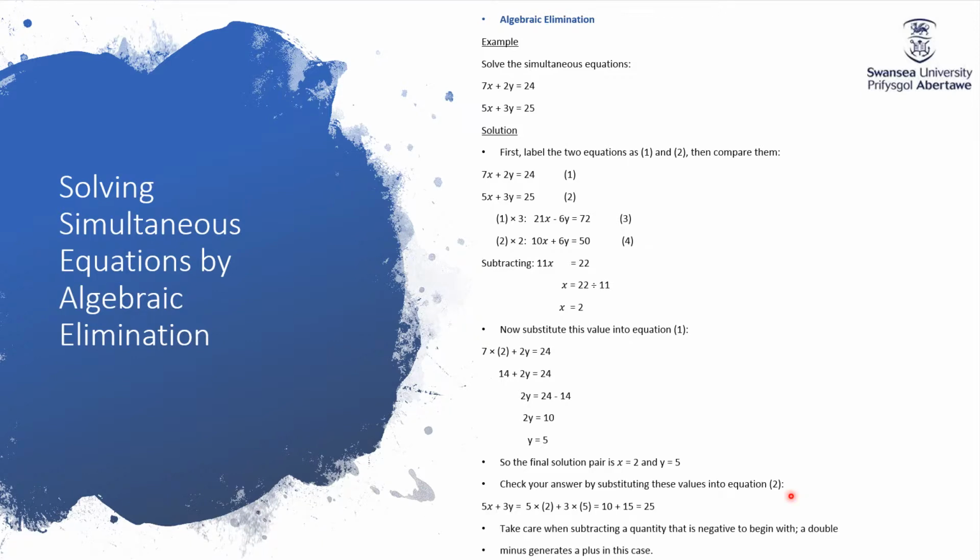So all we're left to do is now substitute our numbers of x equals 2 and y equals 5 into the equation we didn't use. So earlier we used equation 1, so now I'm going to substitute them into equation 2. So therefore 5x plus 3y equals 5 lots of 2 and 3 lots of 5. And by doing BIDMAS in the right order, that gives us 10 plus 15, and that equals 25. And 25 is what the equation should equal, so therefore we know we've got the right answers.